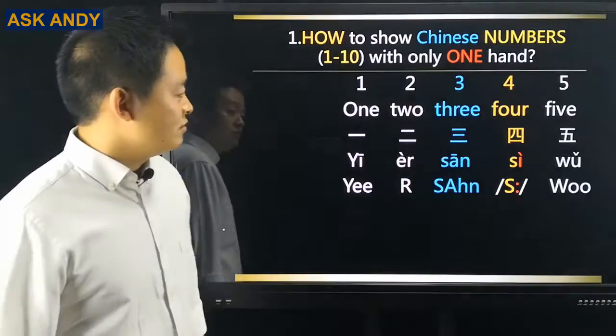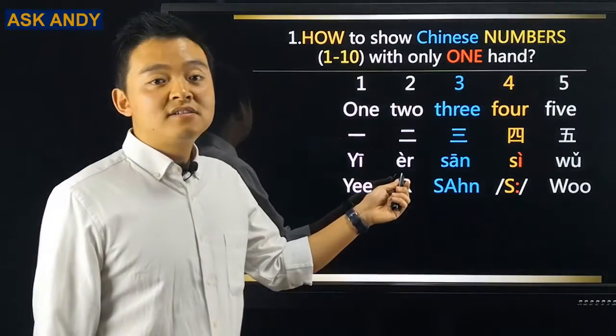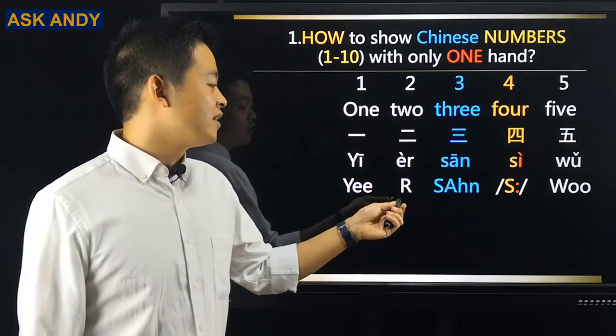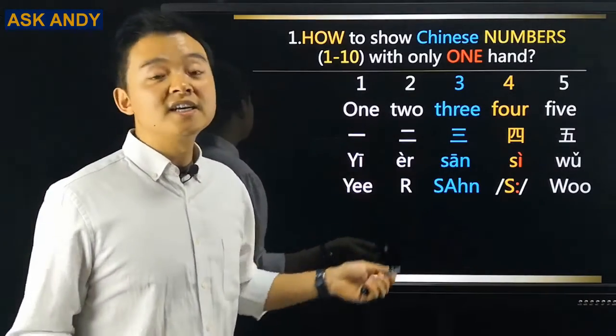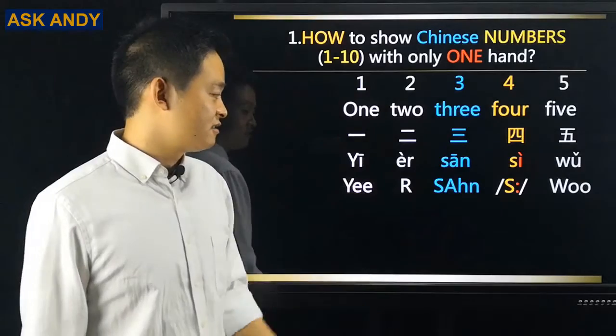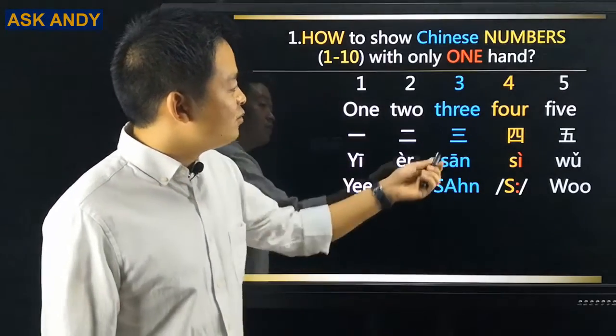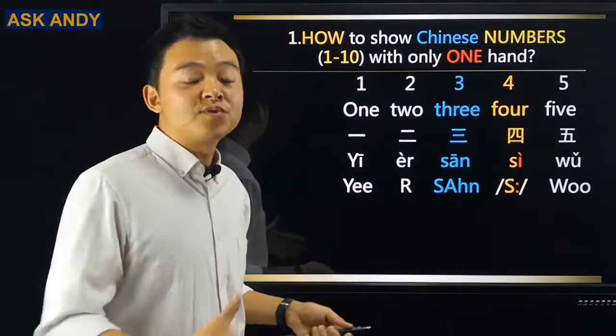And for number 2, it's er. For this er, I've already given you the trick. Read it as the letter R, just R. And we show it in this way. So R. And for number 3, I make number 3 in blue.